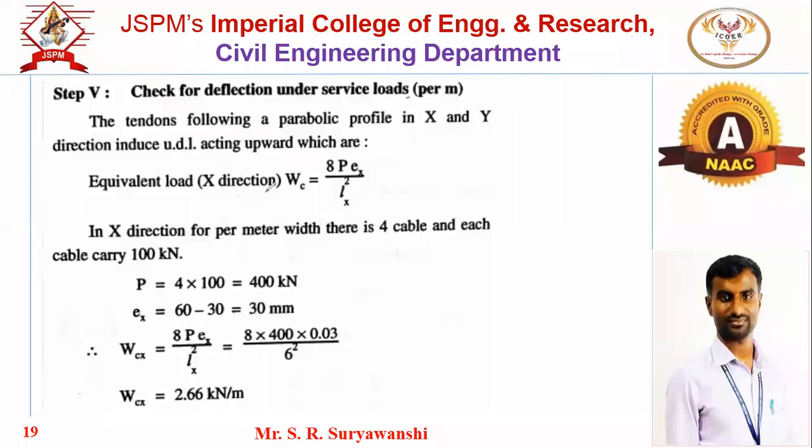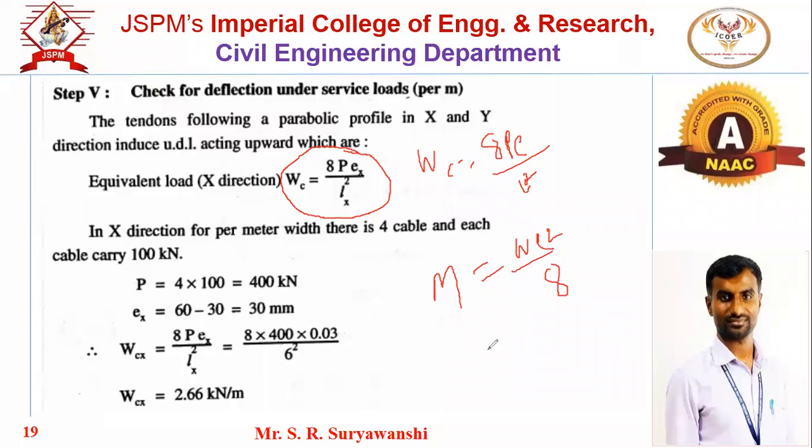Now for the equivalent load in the x direction, this is the expression that we know, because the loading we are considering is in terms of UDL. So the equivalent load is equal to 8PE divided by L square. Why? Because the cable profile is parabolic, so the moment is WL square by 8.